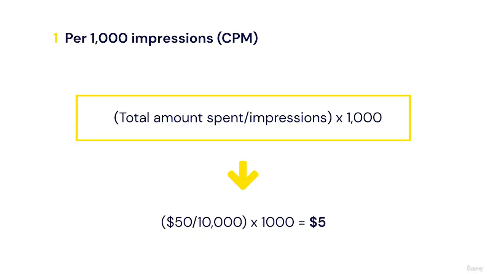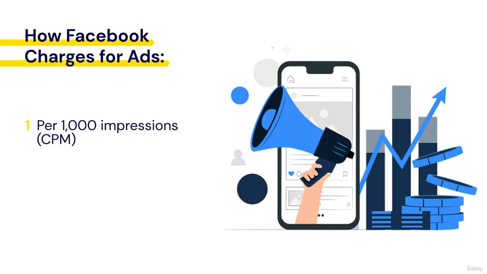And for some marketing goals, you can also choose to be charged per link click or per action. This means Facebook will only charge you if a customer clicks on your ad and takes another specific action such as watching a video. And I'll show you later where you can make that choice to be charged per link click or action rather than impression.